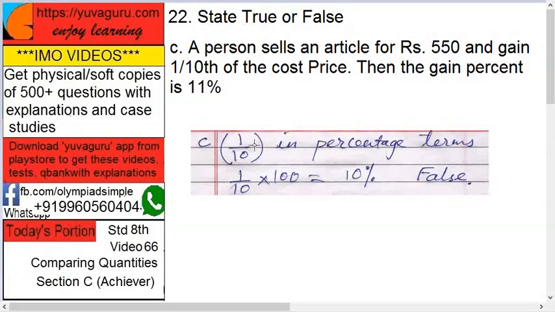Whenever you have to convert anything to percentage, multiply it by 100. So 1 upon 10 into 100, it becomes 10%. But what is given? 11%. So it is false.